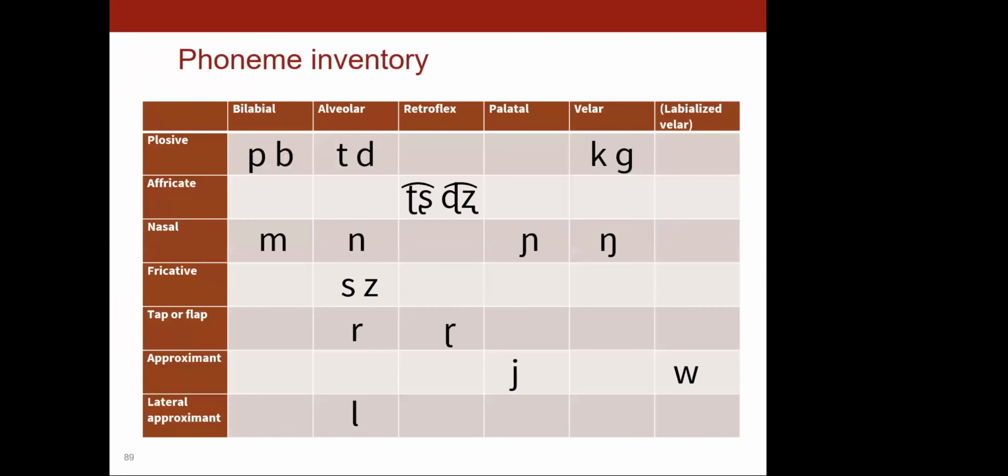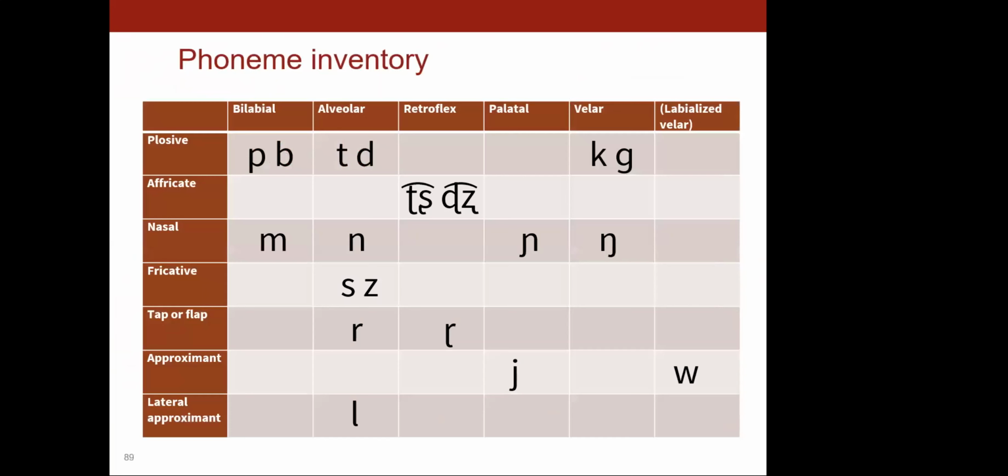Okay, this is the phoneme inventory of Ende, and it's very similar to Idi. Ende has stops at 3 places of articulation. So we've got p, b, t, d, k, g. And then we have these retroflex affricates, tr and dr. 4 nasals, m, n, ny, and ng. And these 2 alveolar fricatives, s and z. So these 10, the stops, the affricates, and the fricatives, comprise the obstruents in the language.